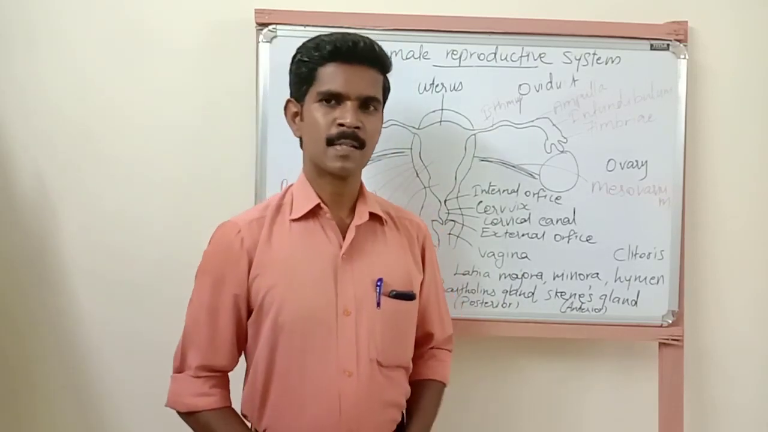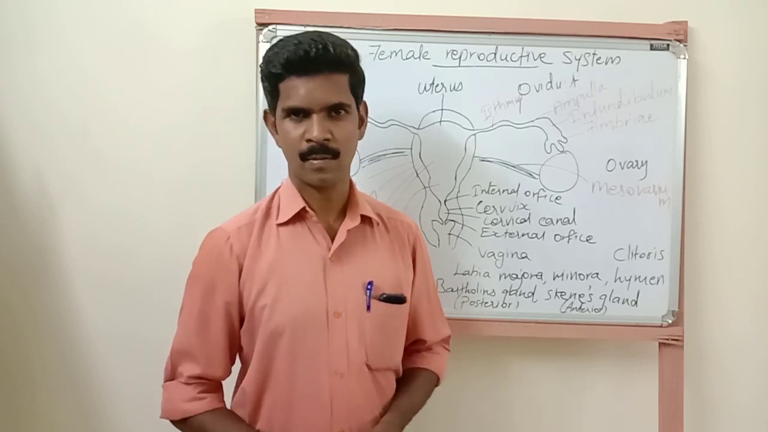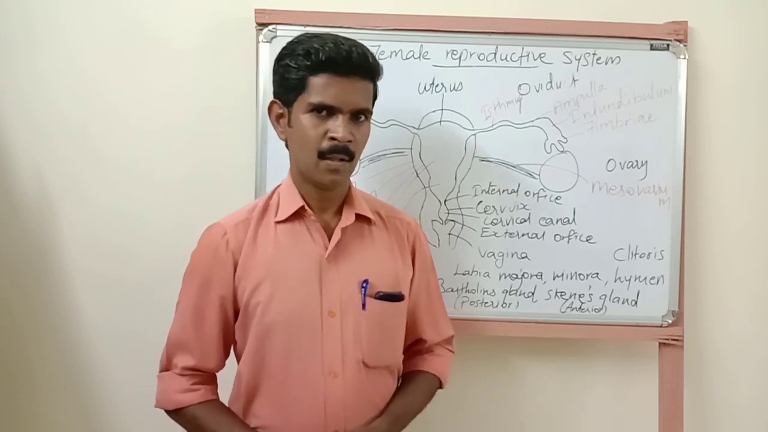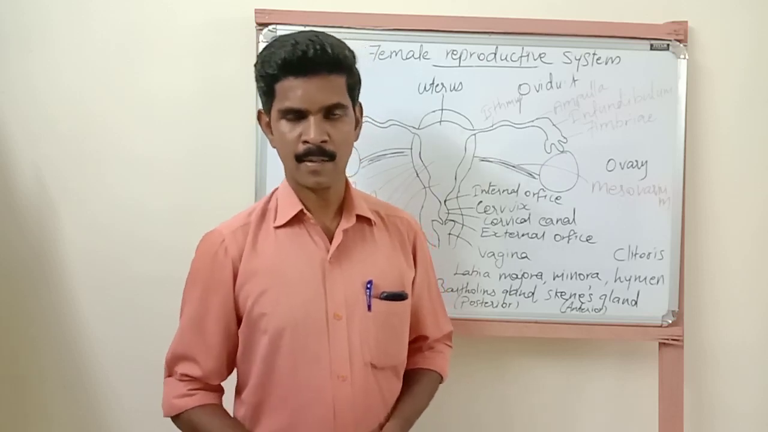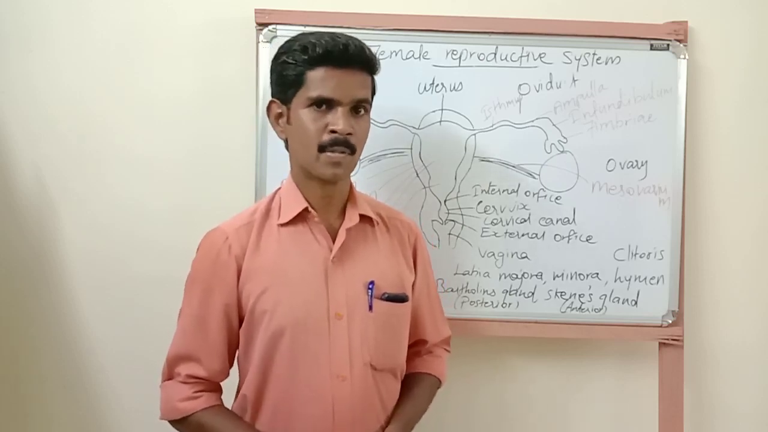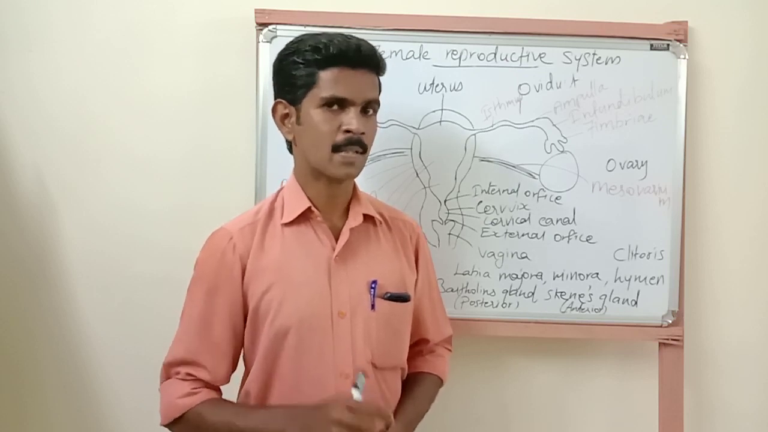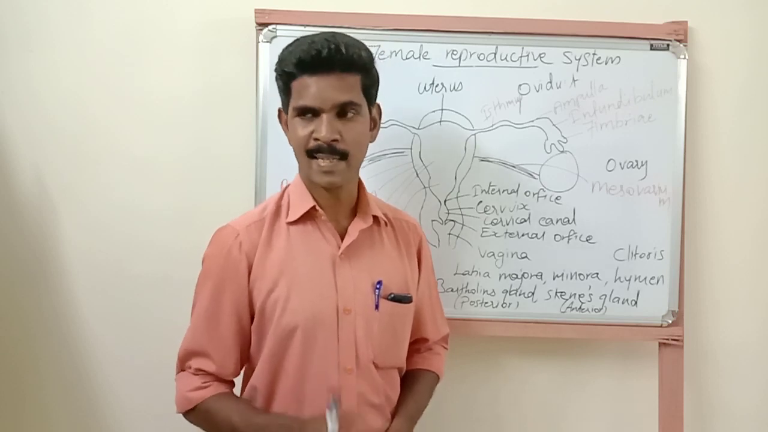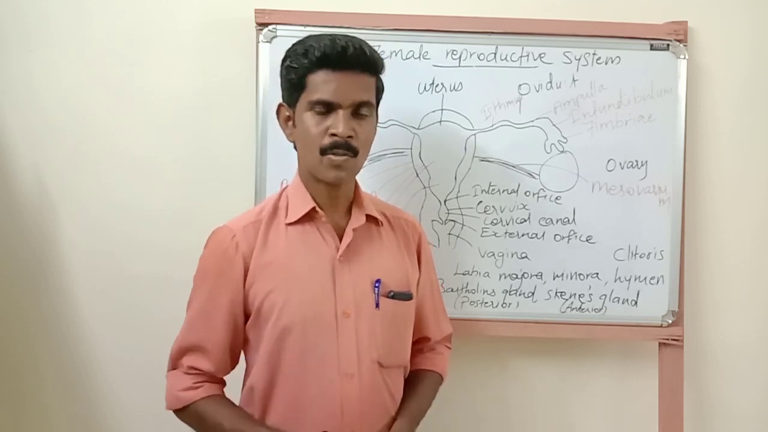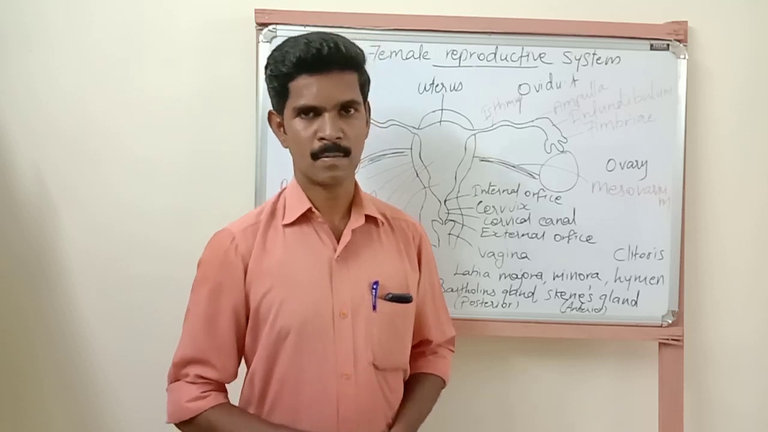In the last class, I explained two important 5-mark questions in the second chapter. One is the structure of the male reproductive system, and the second very important 5-mark question is the structure of the male sex cell, the sperm. These two questions we have already completed in the last class.